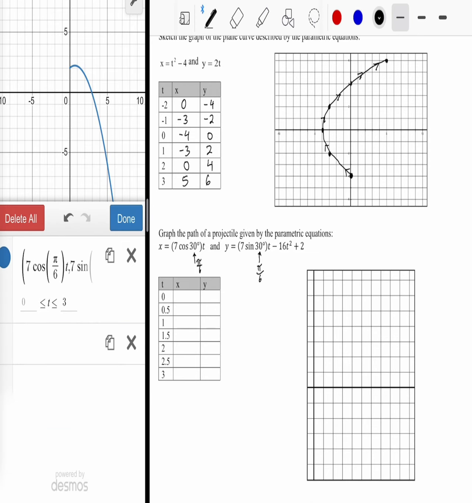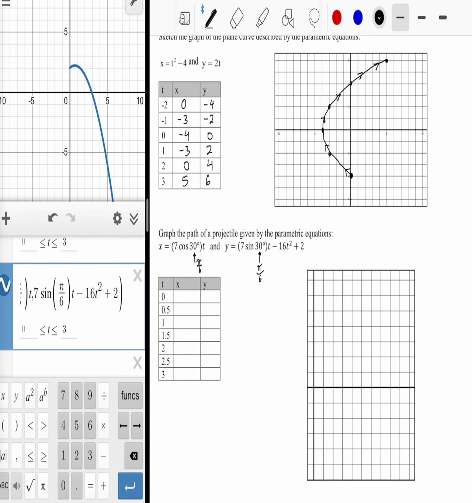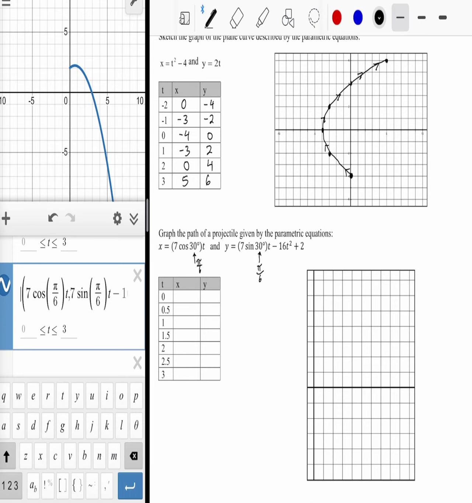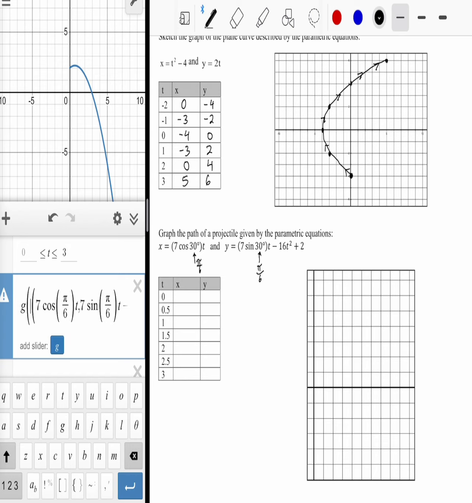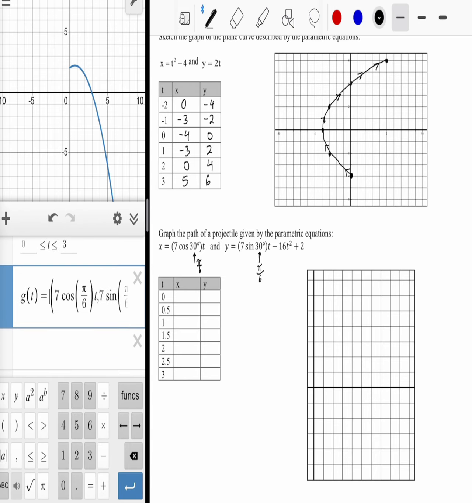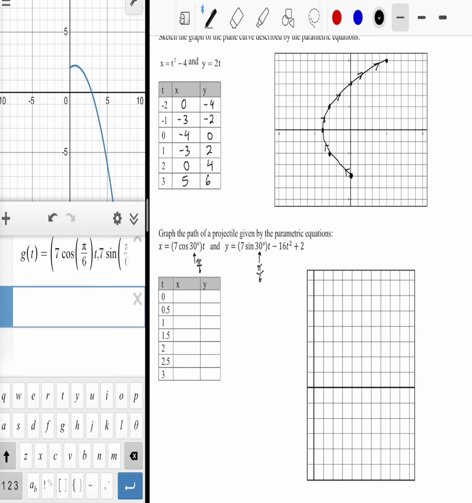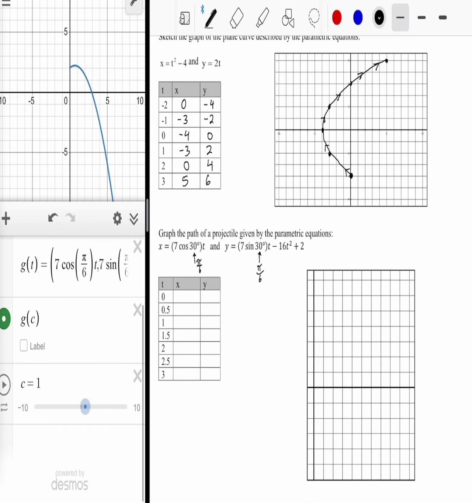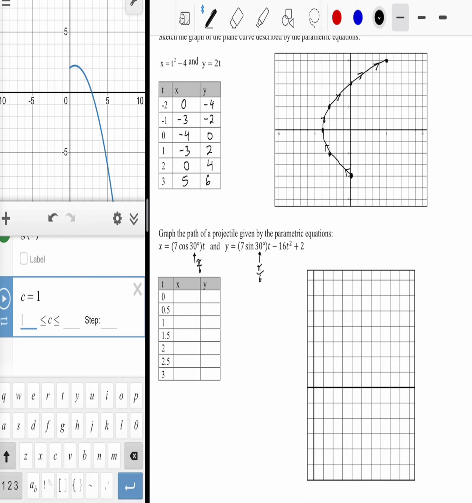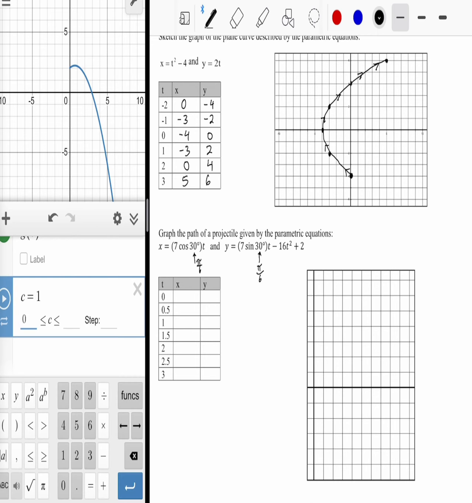So when I duplicate, I'm going to call this, if I get back to the beginning, again, g of t, f of t, something of t. P of t, p for projectile. I've been using g of t, so I'm going to do that. All right, and then I would say g of some constant value c, for which I'll create a slider, and have that slider go from 0 to 3 in half units. All right, just making sure that it's on.